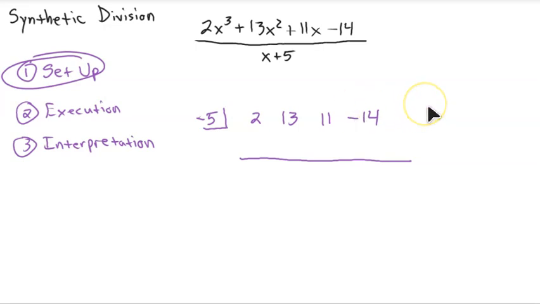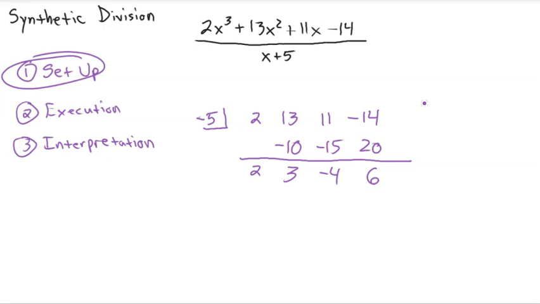So this is the setup. Now we're going to do the execution. It goes really fast. We're going to bring down the 2. We're going to multiply the 2 times the negative 5. That's negative 10, and put it up here. Then we're going to add 13 plus negative 10, which is 3. Then we're going to multiply 3 times negative 5, which is negative 15. Put it here. Negative 15 plus 11 is negative 4. Negative 4 times negative 5 is 20. We're going to put that here. 20 plus negative 14 is 6.